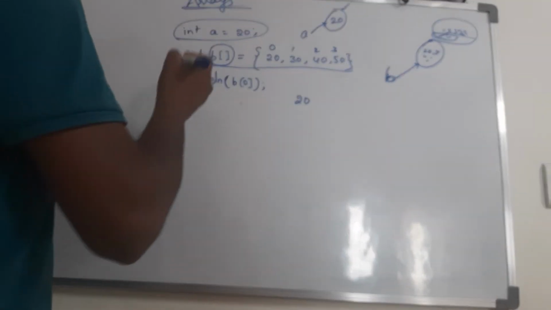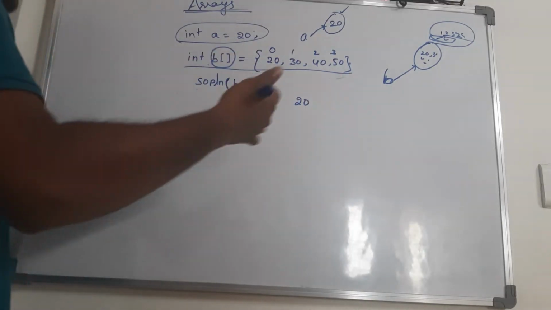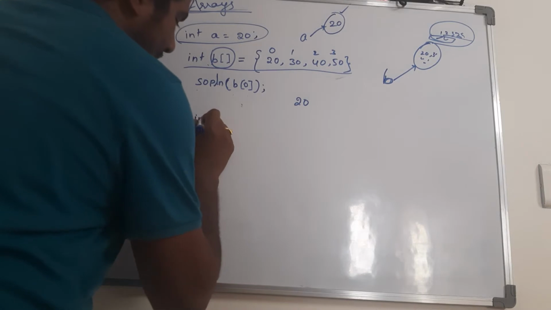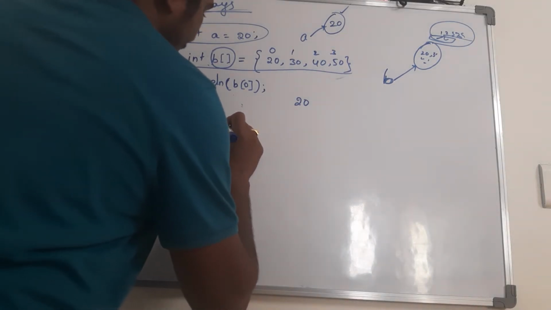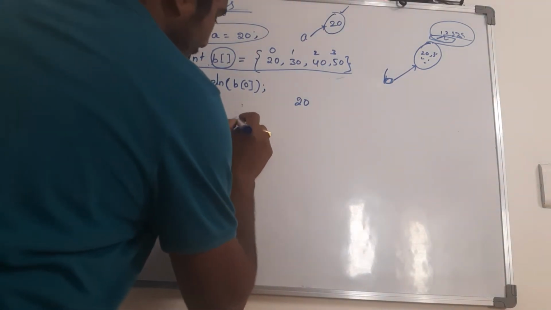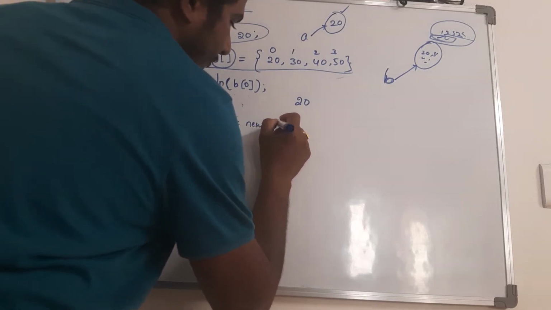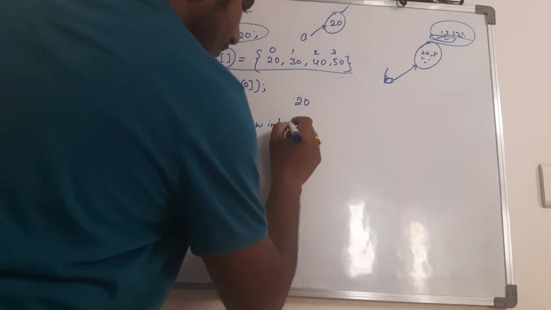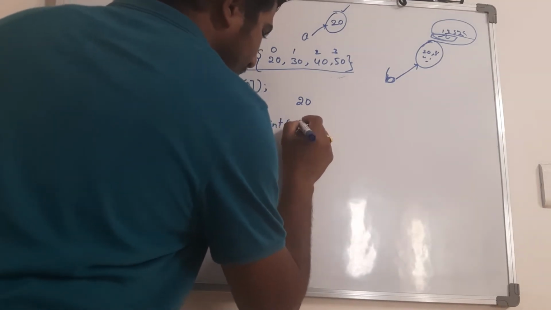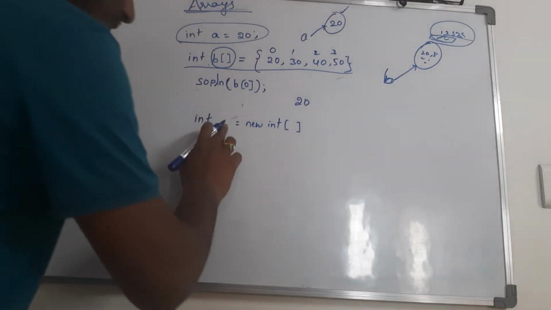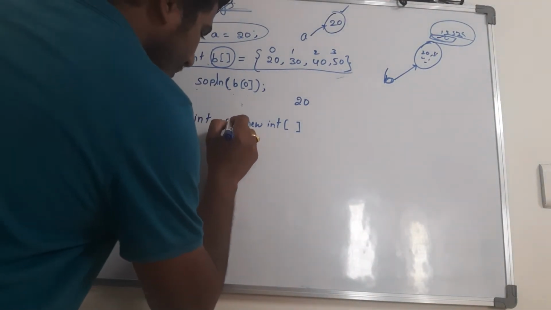And one more way of creating the array. int c equal to new int. Sorry, here also we need to keep this one.